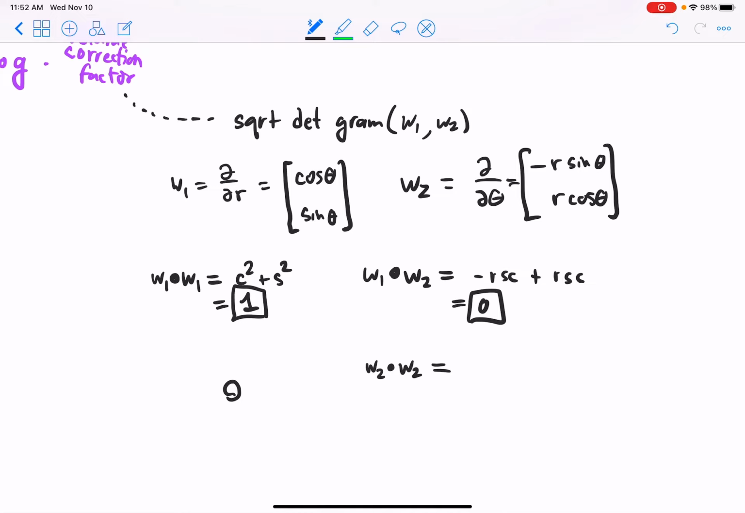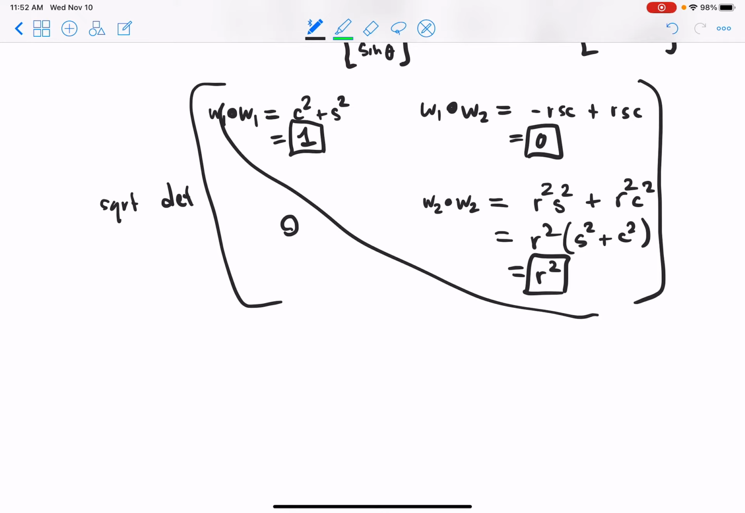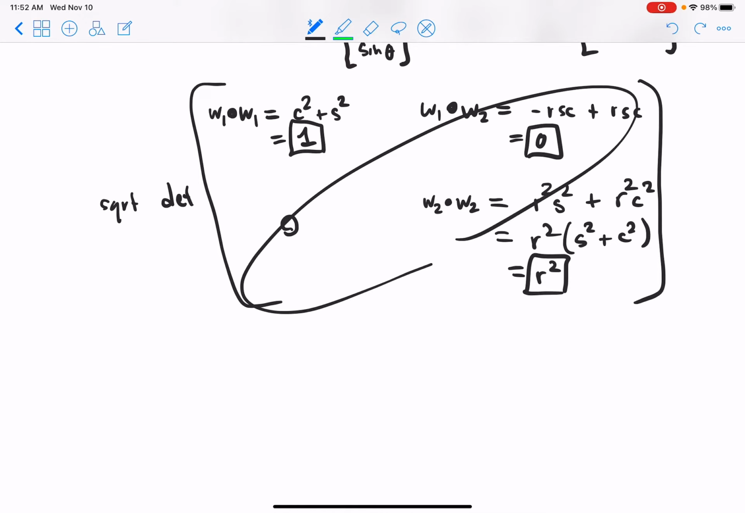And what's W2 dot W2? So I take the sum of squares here, this dot product with itself. I get r squared sine squared, and then plus r squared cos squared. Well, that's great because I can pull out the r squared, leaving a sine squared plus cos squared, which is 1, so I get r squared. Here's my Gram matrix. I take its determinant, and then I take the square root. Okay, the determinant of this matrix is 1 times r squared minus 0 times 0.